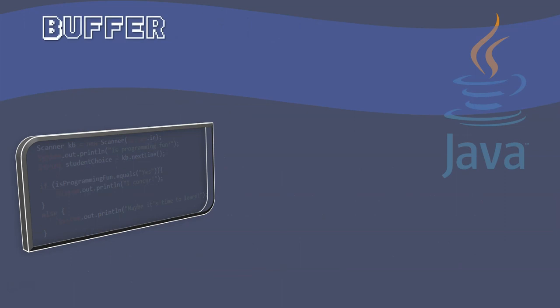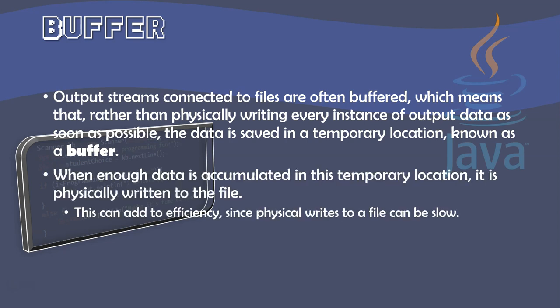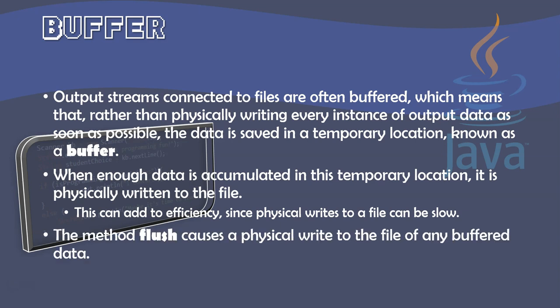Well, before I talk about why we want to close, let's first discuss this thing known as a buffer. Output streams are connected, of course, to files, and these often are buffered, which means rather than physically writing every instance of output data as soon as possible, the data is saved in a temporary location, typically in memory, known as a buffer. When enough data has been accumulated within this temporary location, it is then physically written to a file. This can add to our efficiency, because physical writes, when we have to write every time to a file, can be a lot slower.